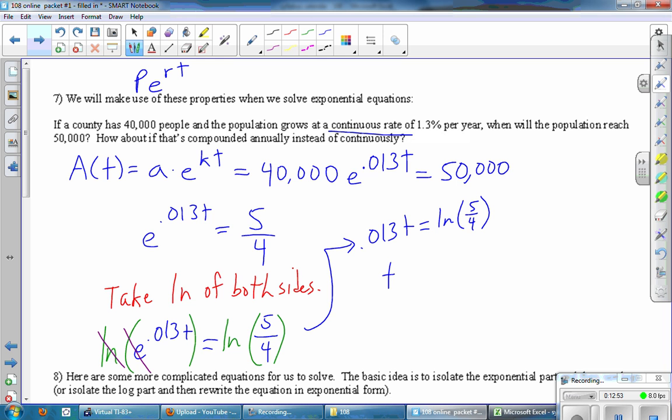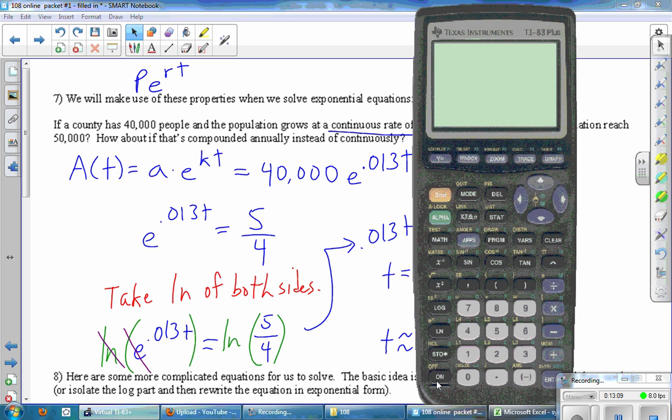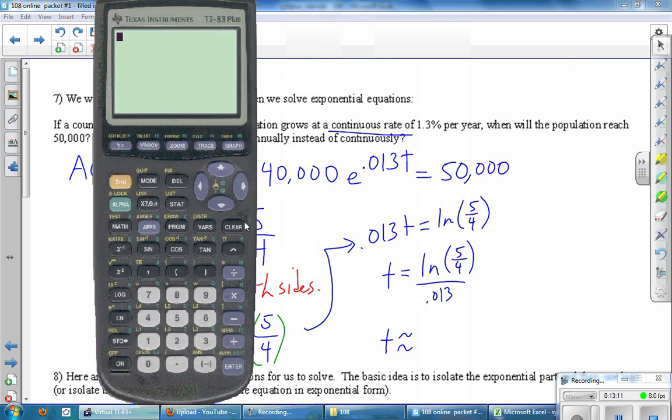So last thing is to solve for t by dividing both sides by 0.013. And that's it. So we can type this onto the calculator. And let's see how we do. So this should give us the number of years it takes to grow from 40,000 to 50,000 people, a little over 17 years.